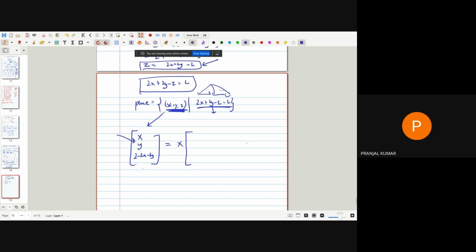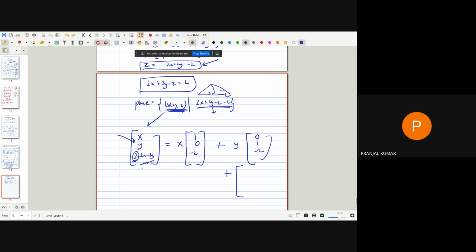Now note how many variables there are in this general vector. You can see that there are 2, so write x and write y separately, plus. Then substitute x as 1 and y as 0 while keeping the rest 0, and ignore the constant for the time being. Constant means there is no variable associated with it. So you get 1, 0 and minus 2. Then for y, you set y as 1 and x as 0, so you get 0, 1 and minus 2.